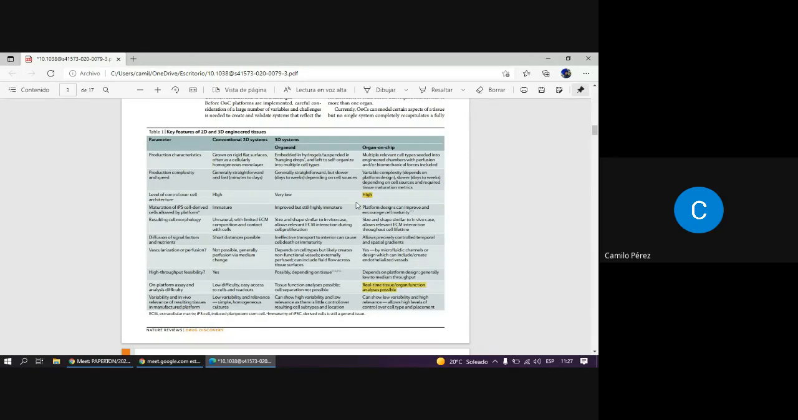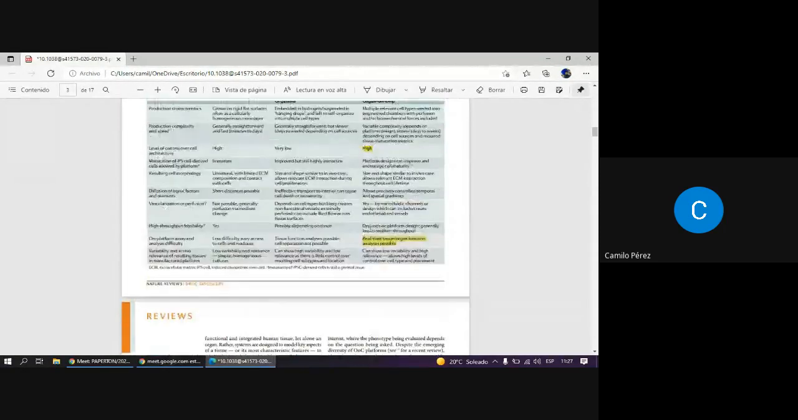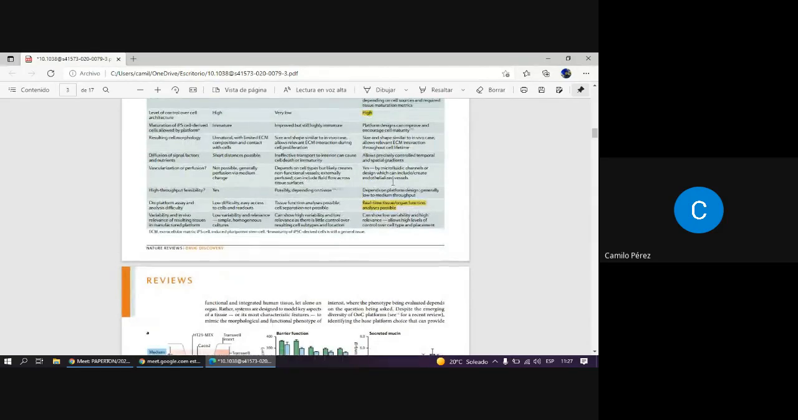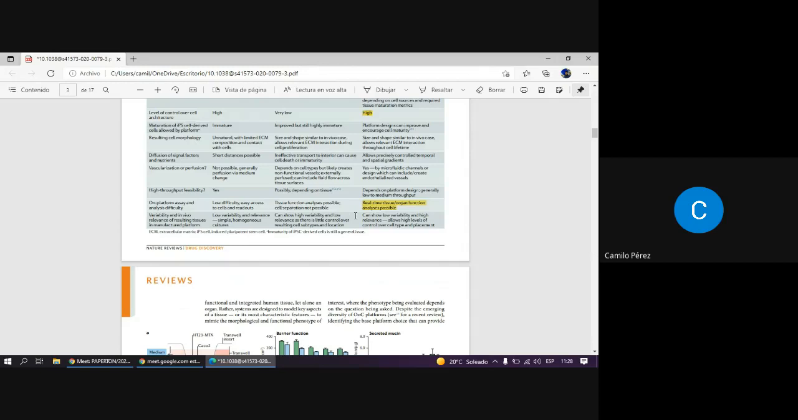on the behavior of several cells or tissues. In organ chips there are many advantages for controlling the different variables. In this case, for me the most important is control over cell architecture, but the behavior of cells depends on the architecture, how they grow in the culture, right? And also, real-time organ function is possible.